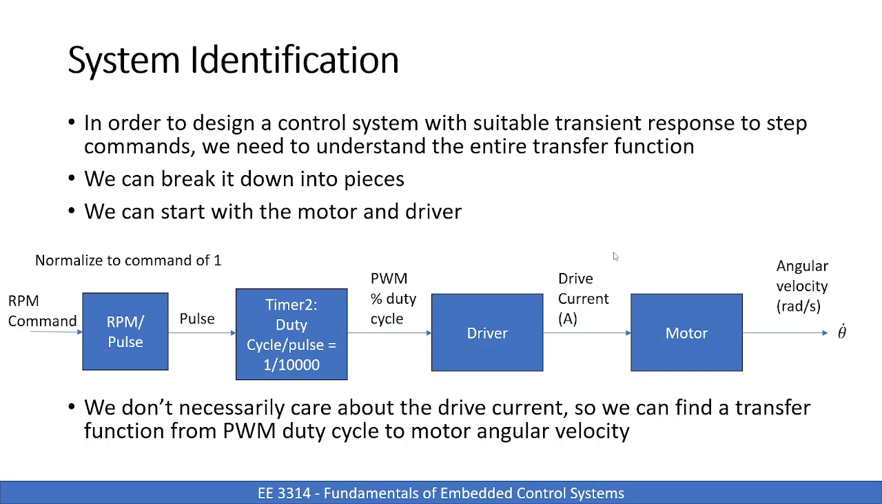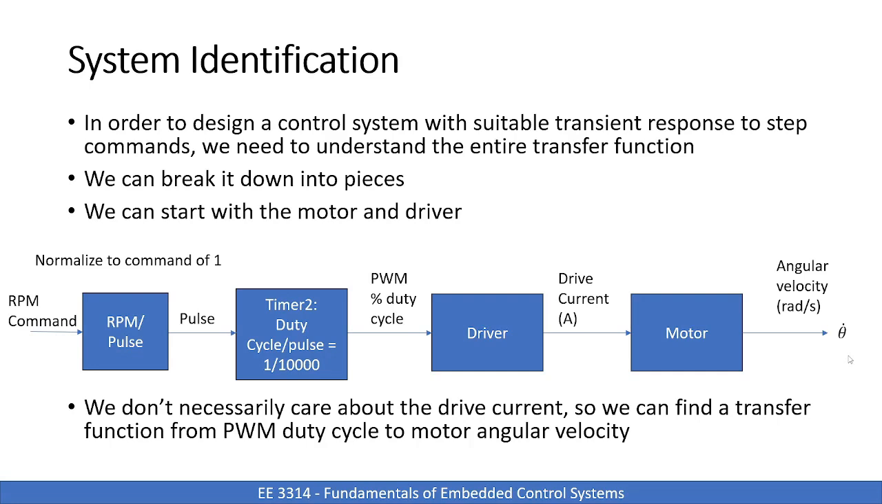Okay, so in order to design a control system to command this motor and driver to our desired RPM, we need to understand the entire transfer function. It's a combination of a lot of different elements, right? When you're talking about using a microcontroller to generate pulses, which goes to a driver, which translates that to a drive voltage, which goes to the motor, which has its own type of response, there's really a lot of elements to this. So we can break it down into pieces or blocks. If you start with the motor and driver, we want the output of that to be angular velocity, which is radians per second. We don't really care too much about theta itself.